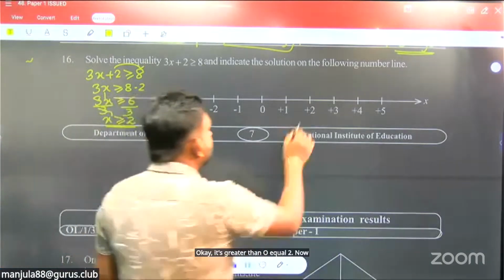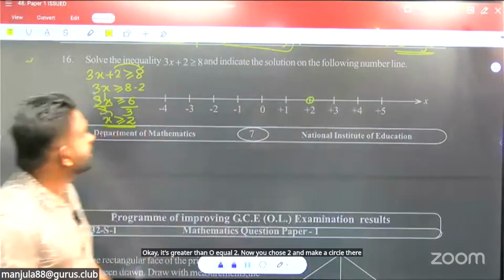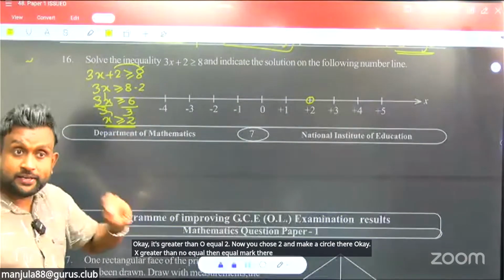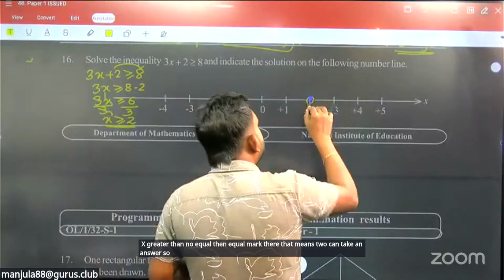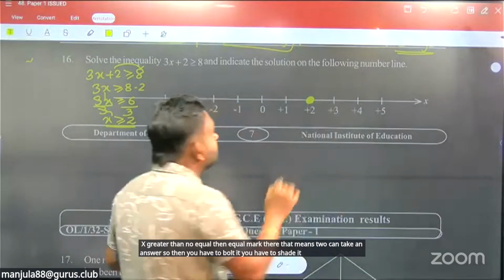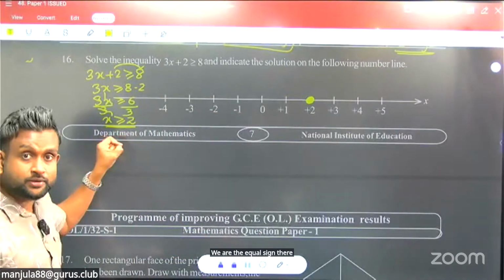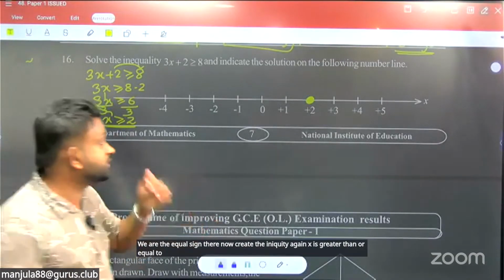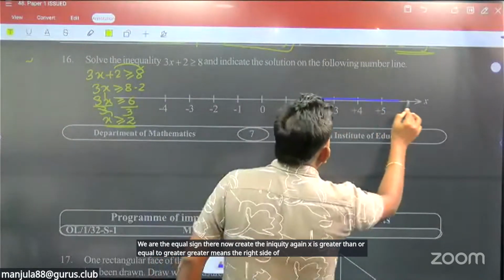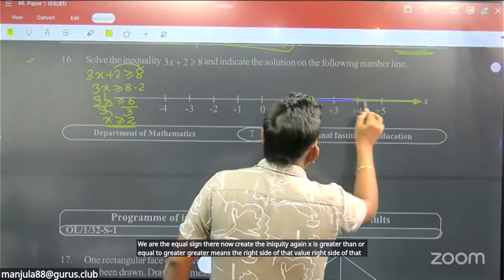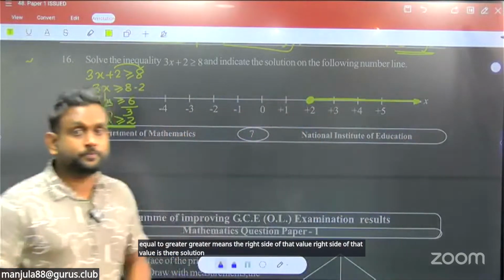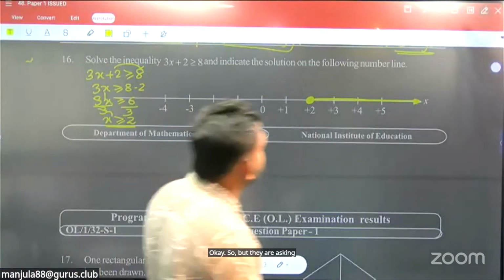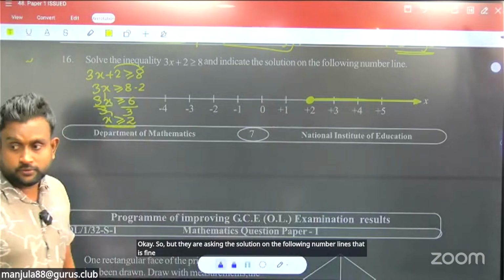Now you choose 2 and make a circle there. Okay, x greater than or equal to, then there is an equal mark. That means 2 can be an answer. So then you have to bold it, you have to shade it. We have the equal sign there. Now read the inequality again. x is greater than or equal to 2. Greater means the right side of that value. The right side of that value is the solution. Okay. So they're asking to show the solution on the following number line. That is fine.